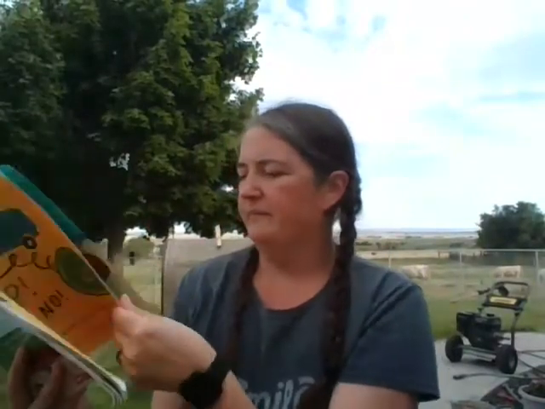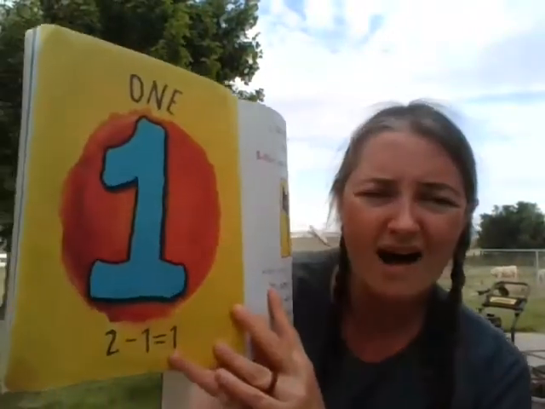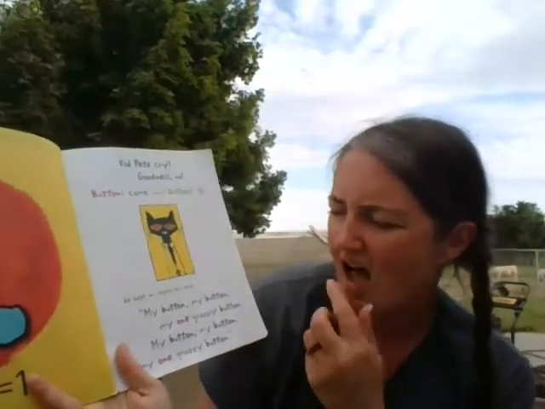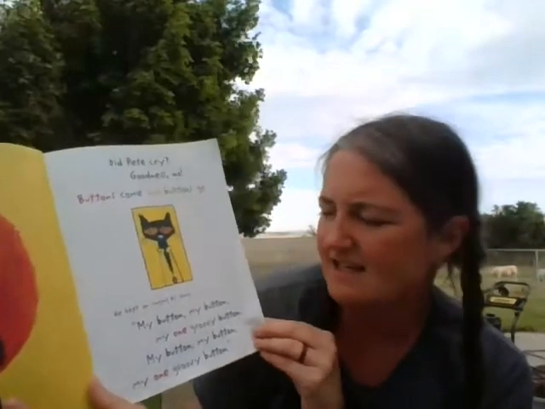Is that what you got? Let's see if that's what Pete got. 1. 2 minus 1 equals 1. Yes, we got it again. Did Pete cry? Goodness, no. Buttons come and buttons go. He kept on singing his song.